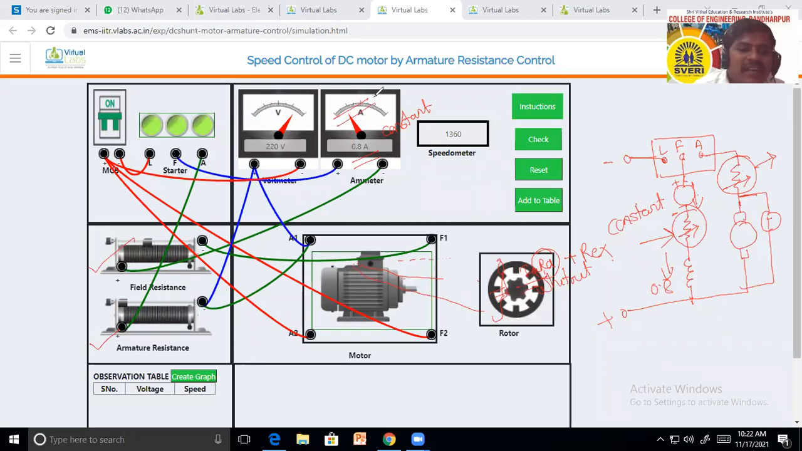Okay, while we are varying the field resistance again. Now when I vary this resistance, what is the change according to this equation? N is directly proportional to EB divided by phi, where EB is V minus IaRa, the terminal voltage minus IaRa. This phi is constant, so our equation is nothing but N is directly proportional to EB. EB is nothing but the voltage generated at the armature, across the armature.